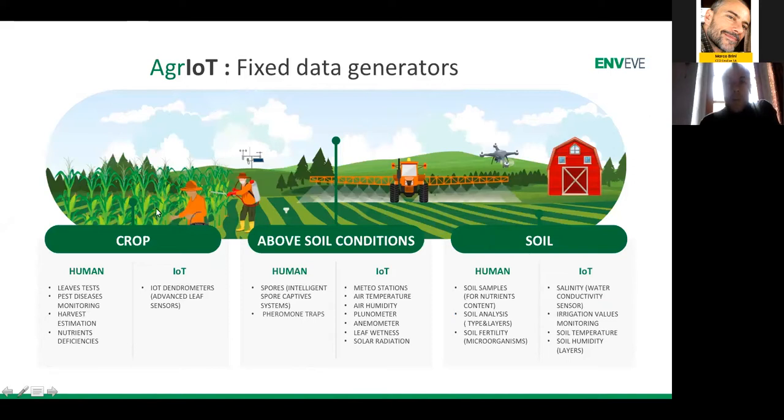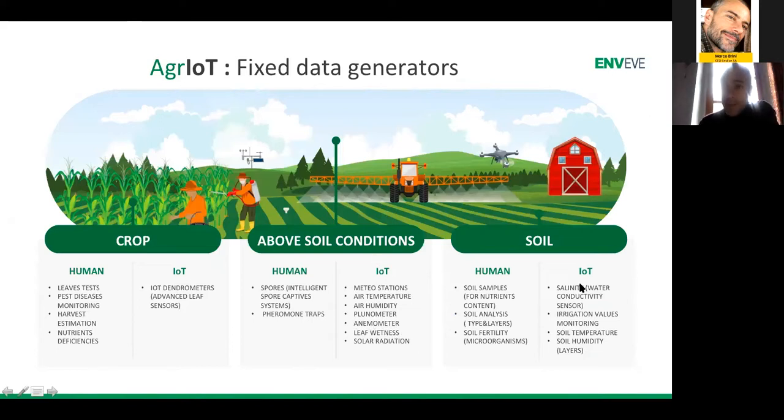So we want to know where the plants are staying. Part of the plant is above, another part of the plant is below. So we want to keep track of what is happening, monitoring all these 3. So mainly IoT historically focuses on these 2 areas. So above soil conditions, we have metastation, which includes air temperature, air humidity, pluviometer, sorry, there is a mistake, anemometer, leaf wetness, solar radiation. These are the most important. Often, when you want to buy a metastation, well, this is the standard one, right?